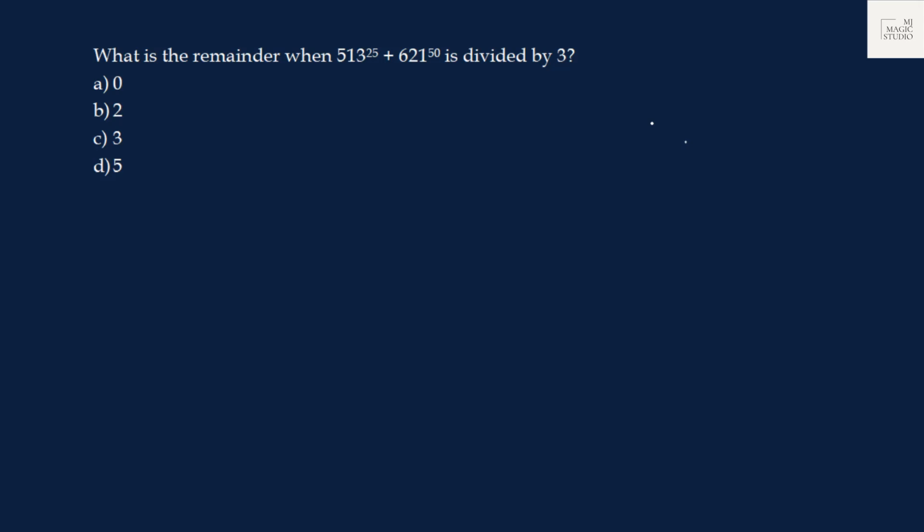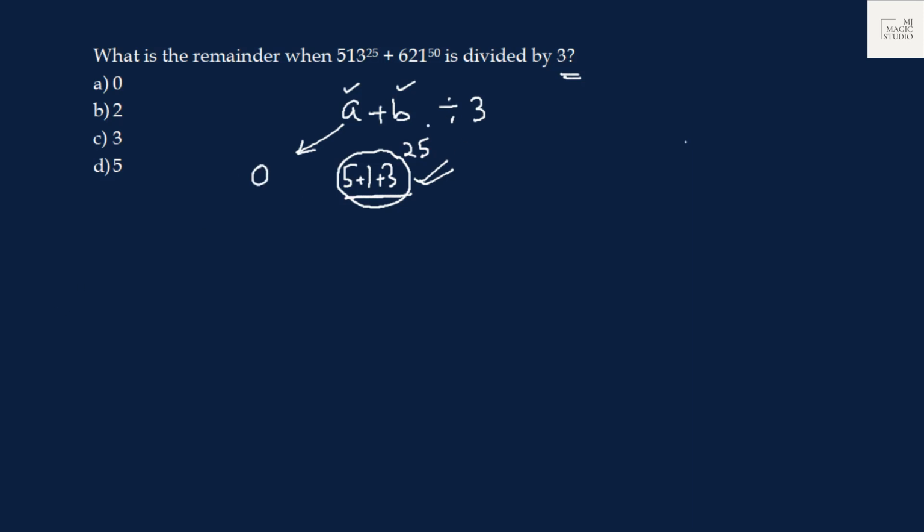Okay, one generic question from remainder. An expression is given. What is the remainder when this is divided by 3? What is the remainder when A plus B is divided by 3? We can individually find 513 to the power 25. If we look at this number 513, 5 plus 1 plus 3 is 9. That means this base number is divisible by 3. The entire number is divisible by 3. When A is divided by 3, remainder is 0.